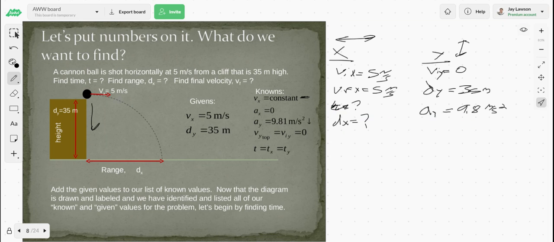Now, actually, I'm going to get time. I'm not going to write it under either x or y because I don't want to confuse y'all. Time is time. It's true for x and y, okay? So if we can find time in the y direction or the x direction, it would be the same for both.